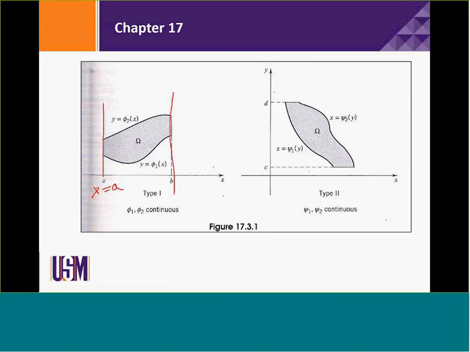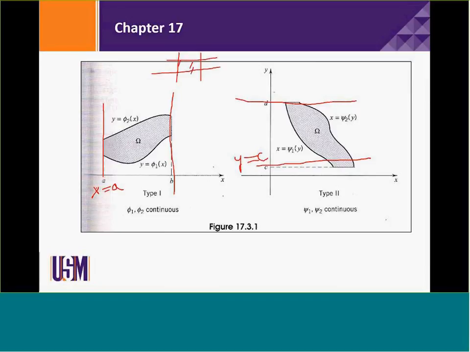If type 2, this is y, a straight line, y equals c, and this is y equals d. The rest can be any functions. It's not necessary that it must be a straight line. If it is a straight line, it's a rectangle. A to b, c to d is a rectangle.